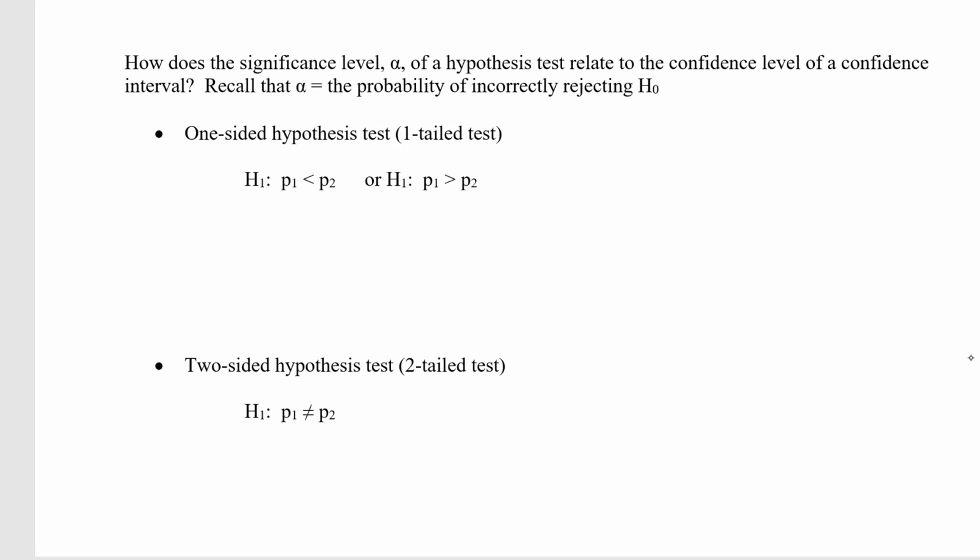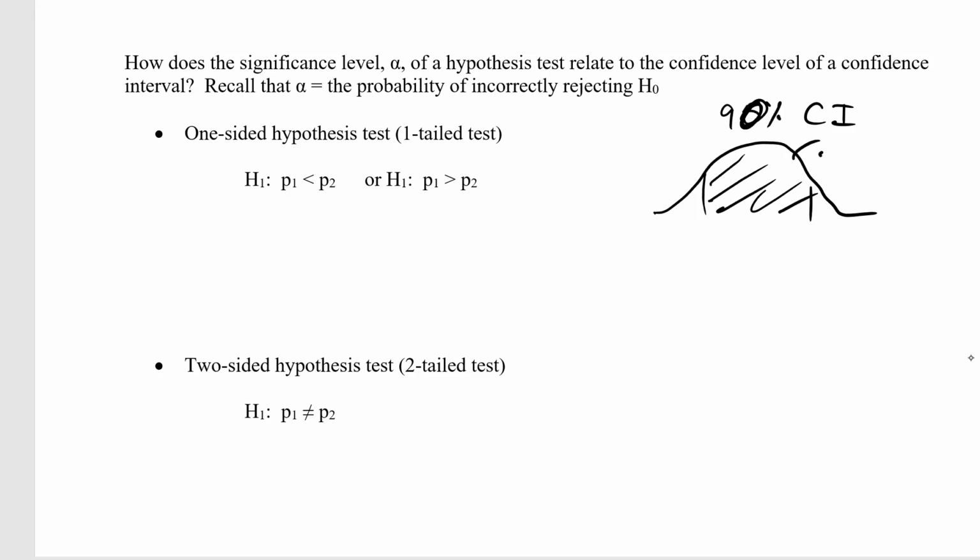Well, if I do a 95% confidence interval, or I'll just do 90 because that's what we just did. Okay? Well, what that means is that 90% is on the inside. If I'm doing a one-tail test, then that doesn't relate directly, does it?